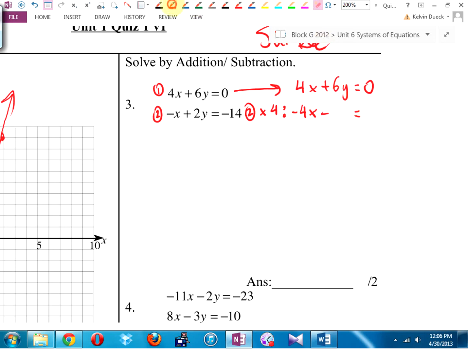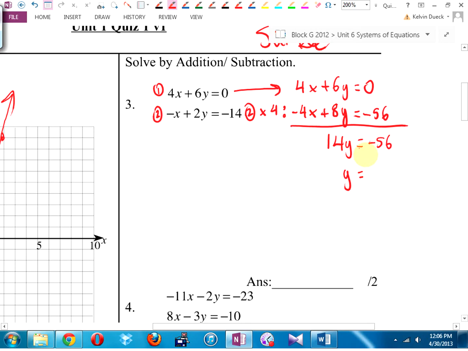Multiplying everything by 4, it's going to be a positive 8y. I was just changing the sign for some dumb reason. Like I said, it's easy to make mistakes in this. And then negative 14 times 4 is going to be negative 56. Thank you for catching that. Add. 14y equals negative 56. Divide by 14, divide by 14. I think y equals negative 4. That gets you 1 mark.